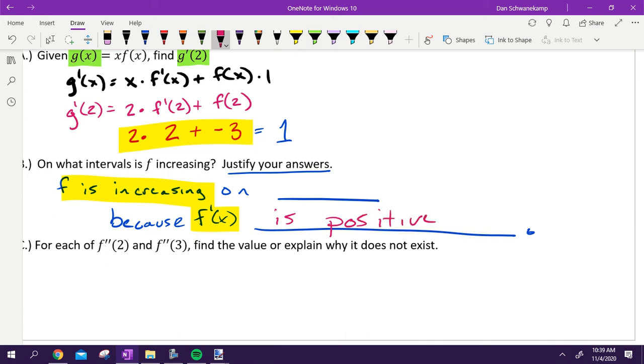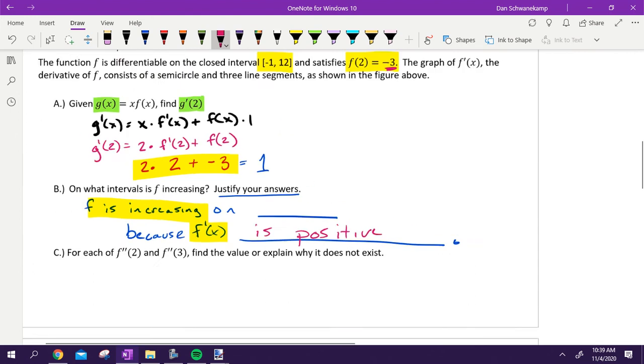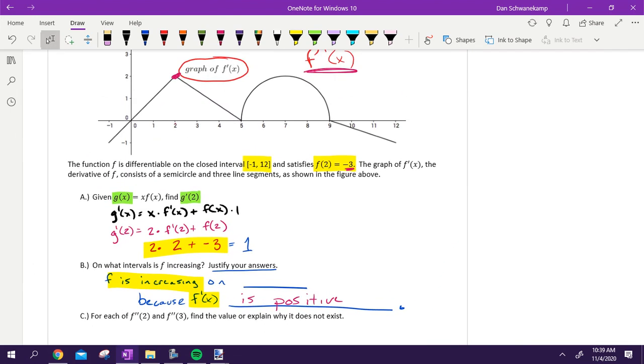That's the same thing we did in the chart. f is increasing means f prime is positive, because f is increasing means you have positive slope, and f prime is a graph of slope. So I look at that graph. When is f going to be increasing? 0 to 9, because I'm above the x-axis from 0 to 9.